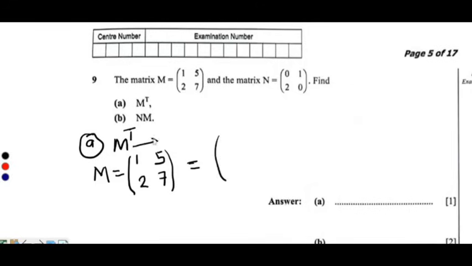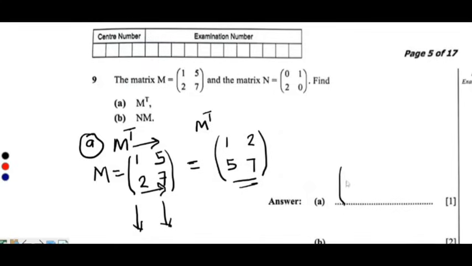remember I've said 1 and 5, these are the rows. So, these rows will be written in this direction, okay? So, it will be 1 and 5. Again, you've got these rows 2 and 7. They'll also be written in this direction. So, you're going to have 2, 7. So, this is the transpose of matrix M, okay? So, the answer for A is 1, 2, 5, 7. So, this is how we find the transpose of a matrix. You just interchange the rows to become columns. Okay, just like that, as simple as that.